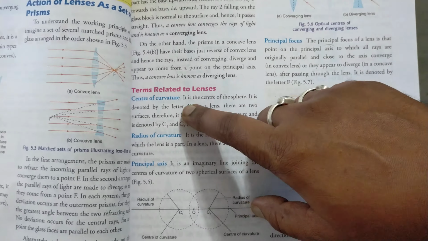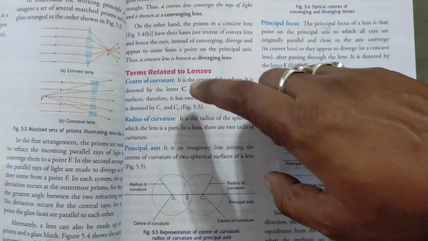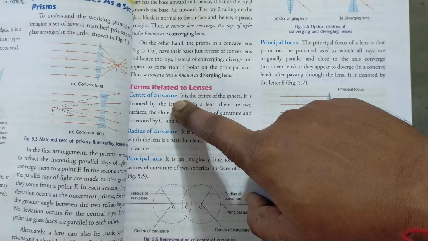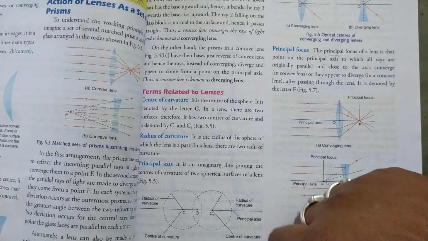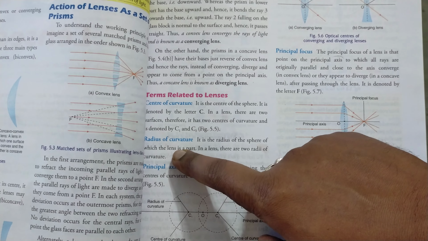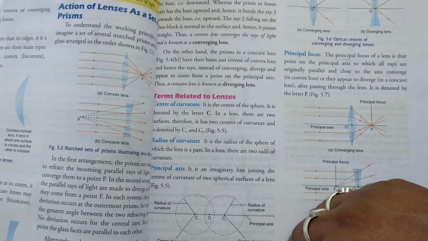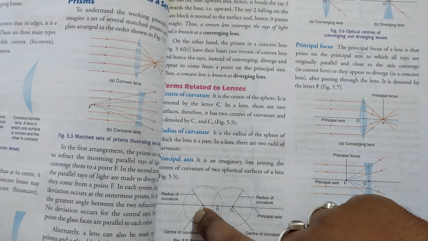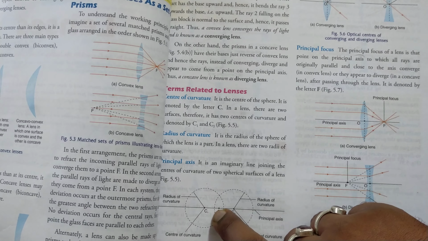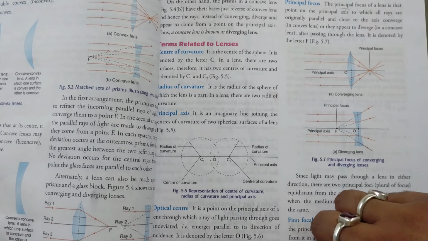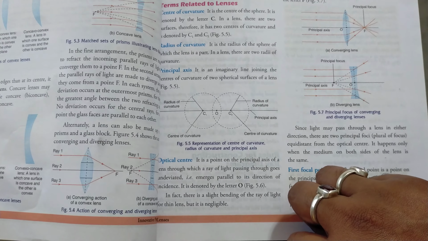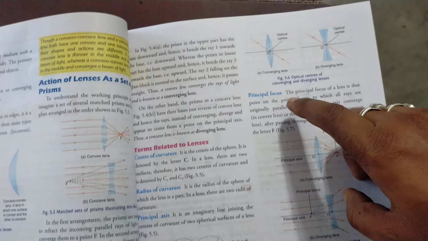Also we have seen some special terms related to the lenses, that is center of curvature, that is the center of the sphere of which the lens is a part, and radius of curvature, that is the radius of the sphere of which the lens is a part, or you can say the distance between center of curvature and optical center. This is also correct. So optical center, the geometrical center of a lens, is called optical center, and principal focus.